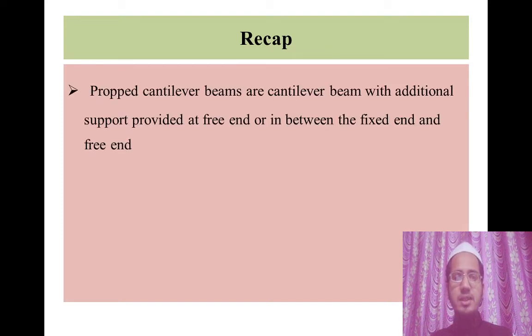So in the previous session we have learned about prop cantilever, that it is the beam in which a cantilever beam with additional support is provided at the free end or in between the fixed end and the free end. So you are familiar with the prop cantilever. Can you define? Yes. Prop cantilever is a beam that can be defined as a cantilever beam with additional support provided at the free end or in between the free end and the fixed end.